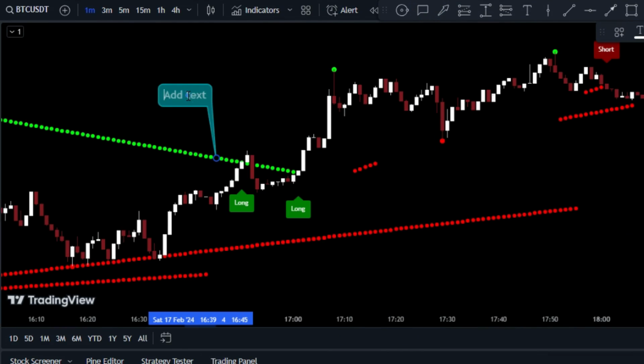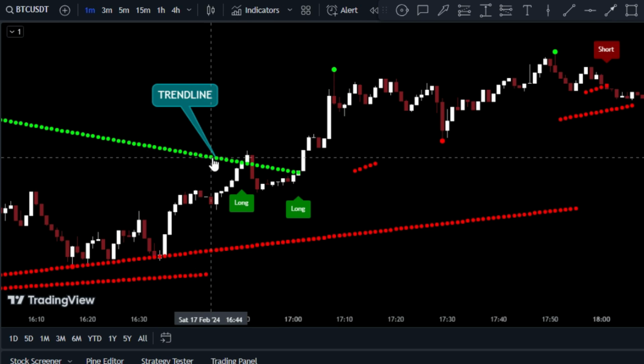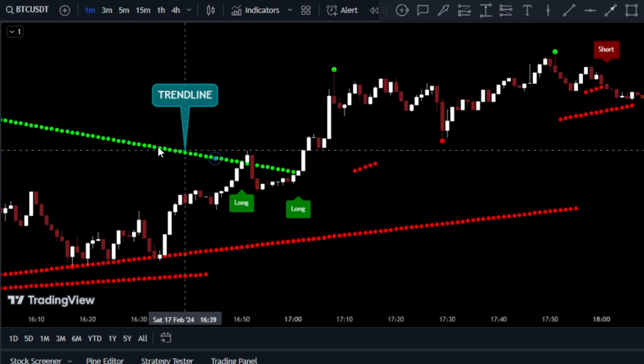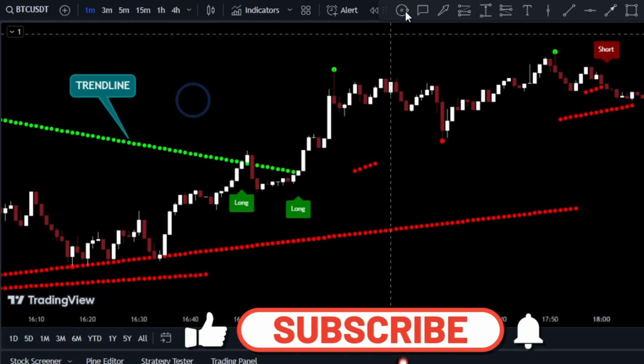This incredible tool simplifies your trading experience by automatically drawing trend lines on your chart. What's more, it provides long and short signals when the price breaks through these trend lines.